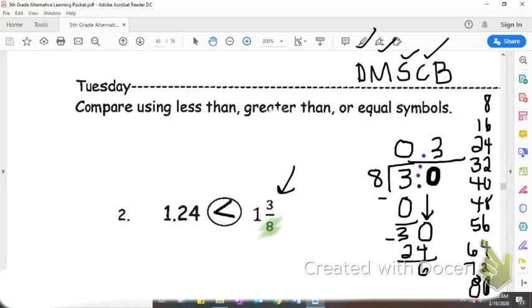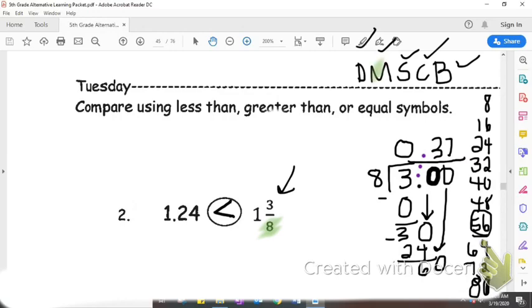Subtract, and I get 6. 6 is less than my divisor. 6 is less than 8. So, I can bring down 3 and 0 hundredths, which is still equivalent to 3. 60 divided by 8. Okay, let's look at my count bys. 56 gets me there without going over. So, 60 divided by 8 is 7.